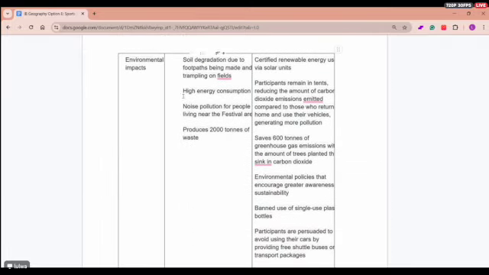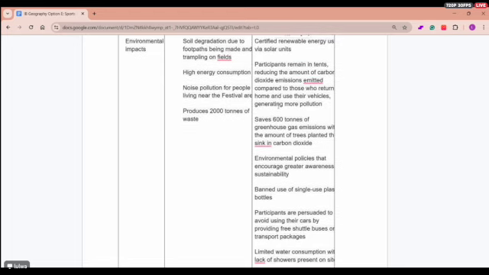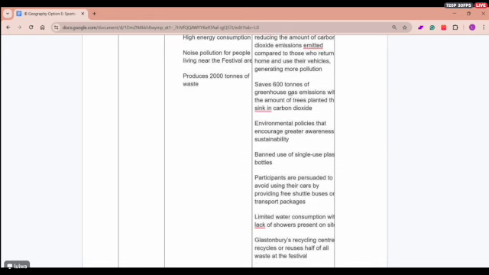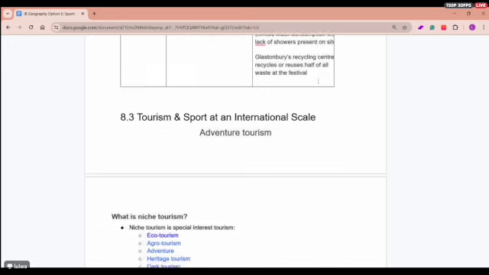And of course, you have environmental impacts, which are soil degradation, of course, due to footpaths, high energy consumption, and noise pollution. However, the good thing is you have certified renewable energy use. Participation remains intense, so that reduces the amount of carbon dioxide emissions, and it saves 600 tons of greenhouse gas emissions with the amount of trees planted acting as a sink for carbon dioxide.